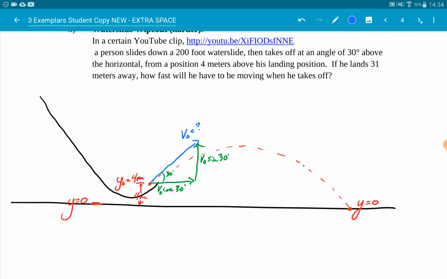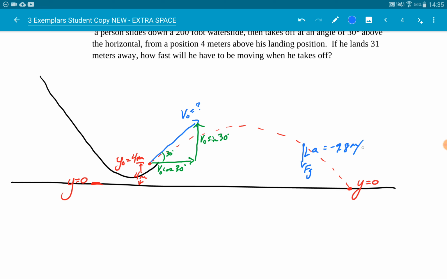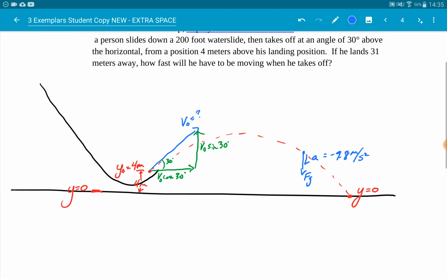What else do we know? We know that gravity is pulling them down. We'll call that a force of gravity. That causes some acceleration, and we know what that acceleration is. It's negative 9.8. And we recall that that's in the vertical dimension, not in the horizontal dimension. Great. And he lands 31 meters away, so we can put that there as well. There to there, 31 meters.